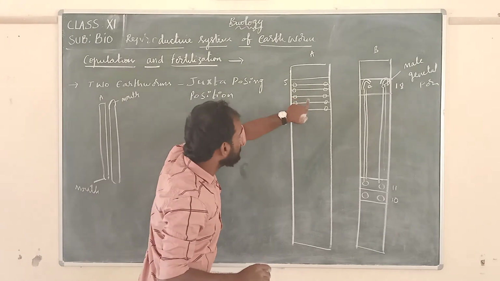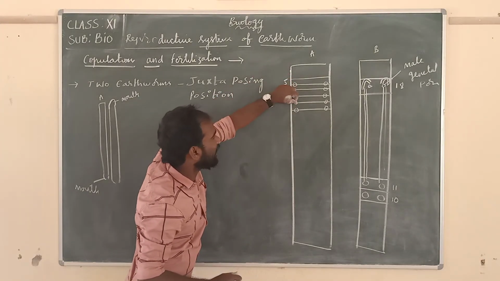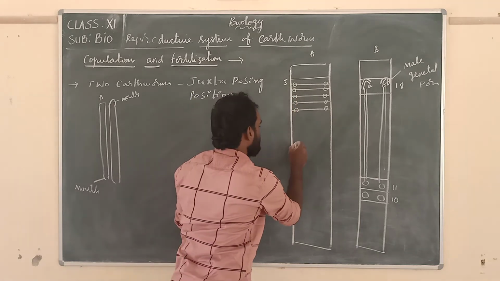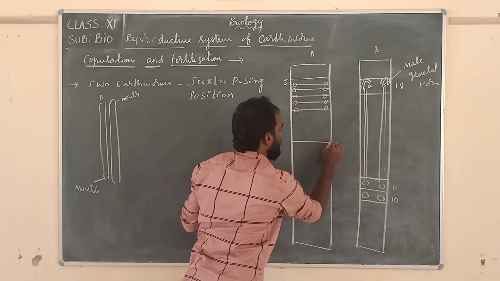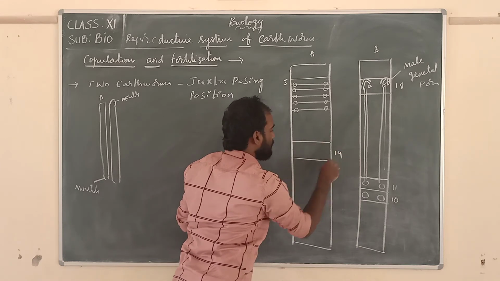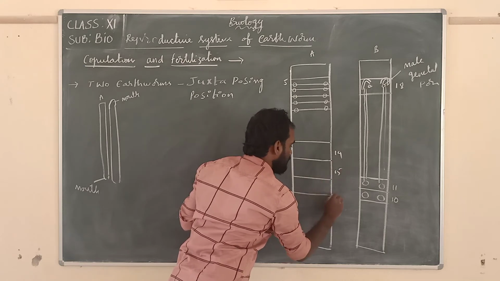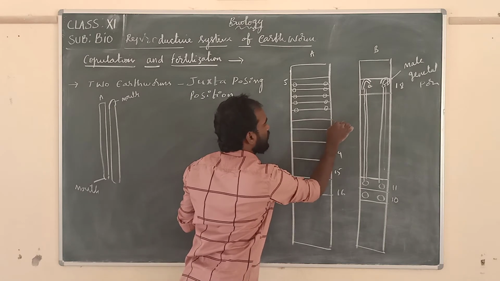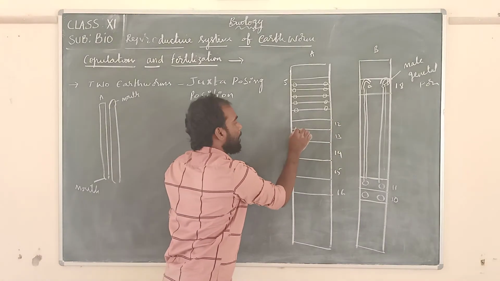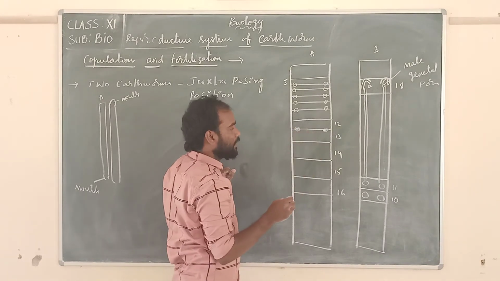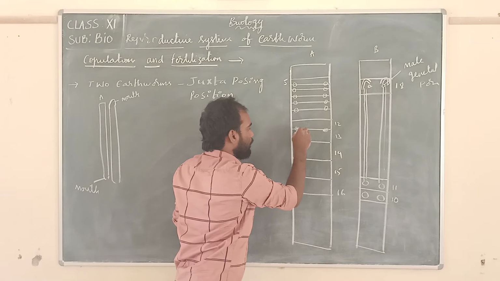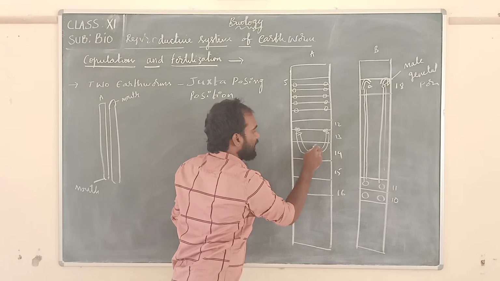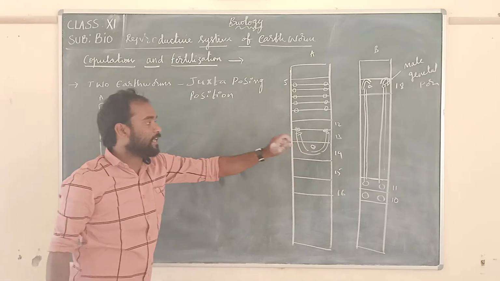Now what happens in this earthworm? 5, 6, 7, 8, 9 segments are there. These are spermathecal apertures. I will draw the female reproductive system. This will be the 14th segment, 15th segment, 16th segment and 12th and 13th segment. Here a pair of ovaries will be there. They open into a funnel and here there is the female genital pore.